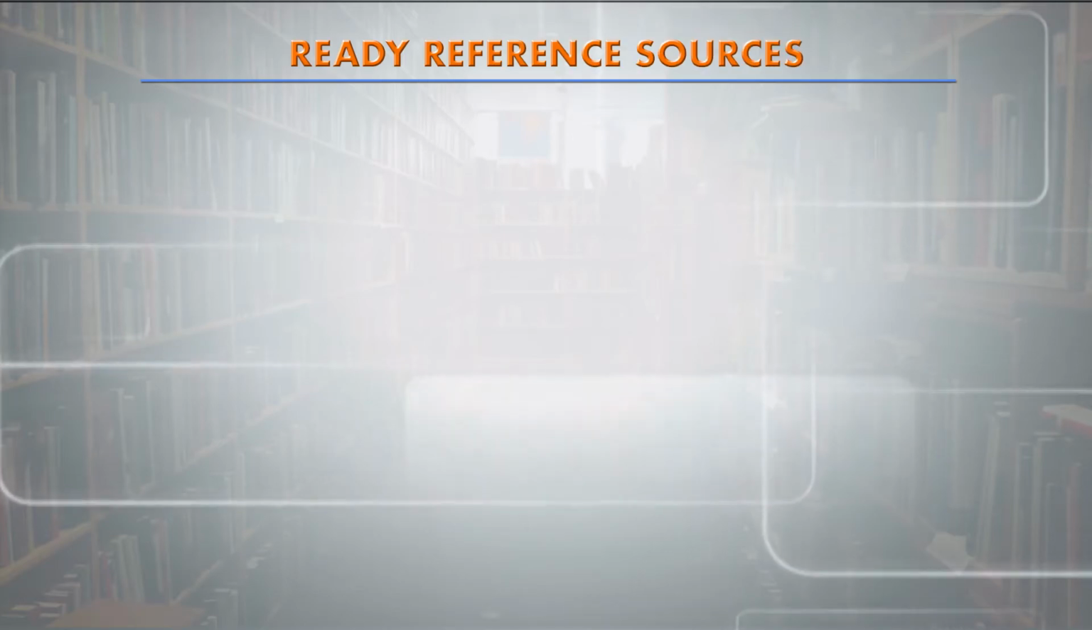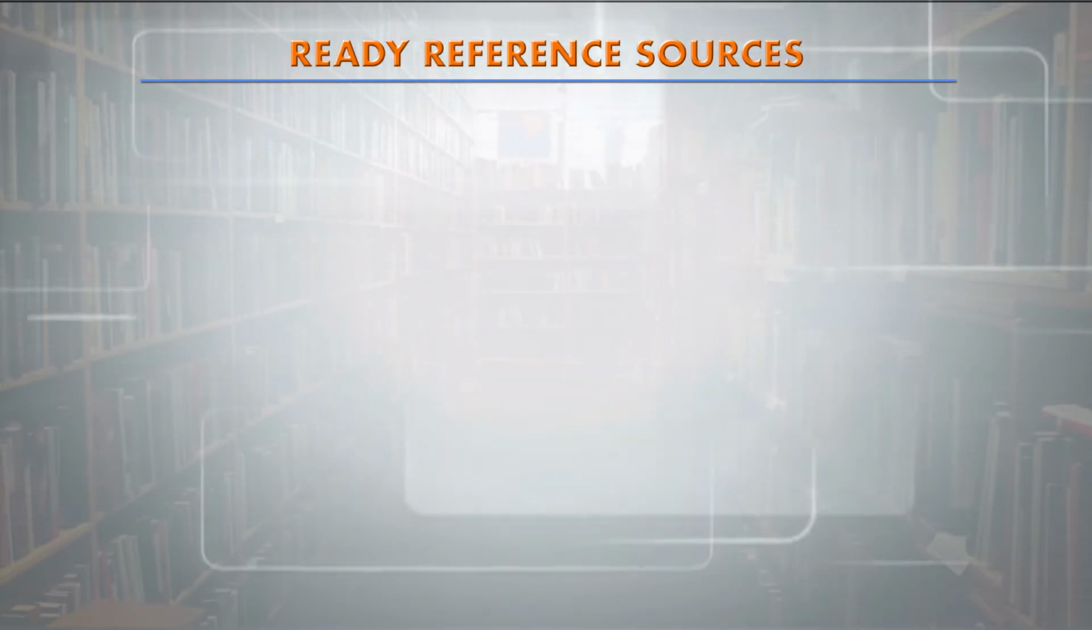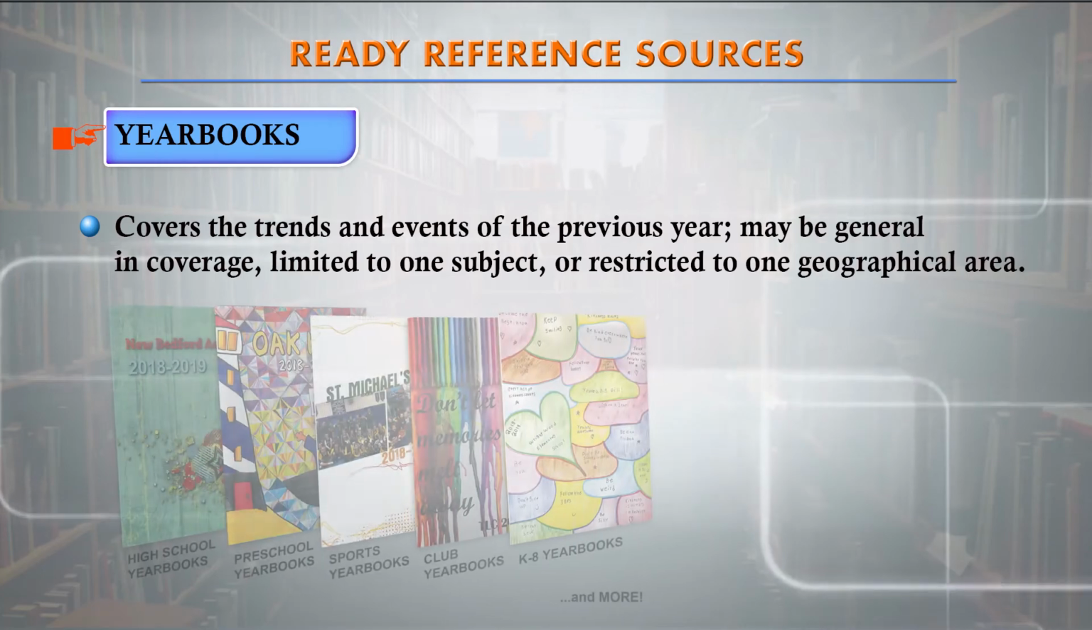Then coming to the ready reference sources, they provide handy information. This ready reference collection contains reference sources that are used most frequently. So, because of this feature, because of this handy information, because of quick retrieval of this information, they are known as ready reference sources. Under this category, first is yearbook.